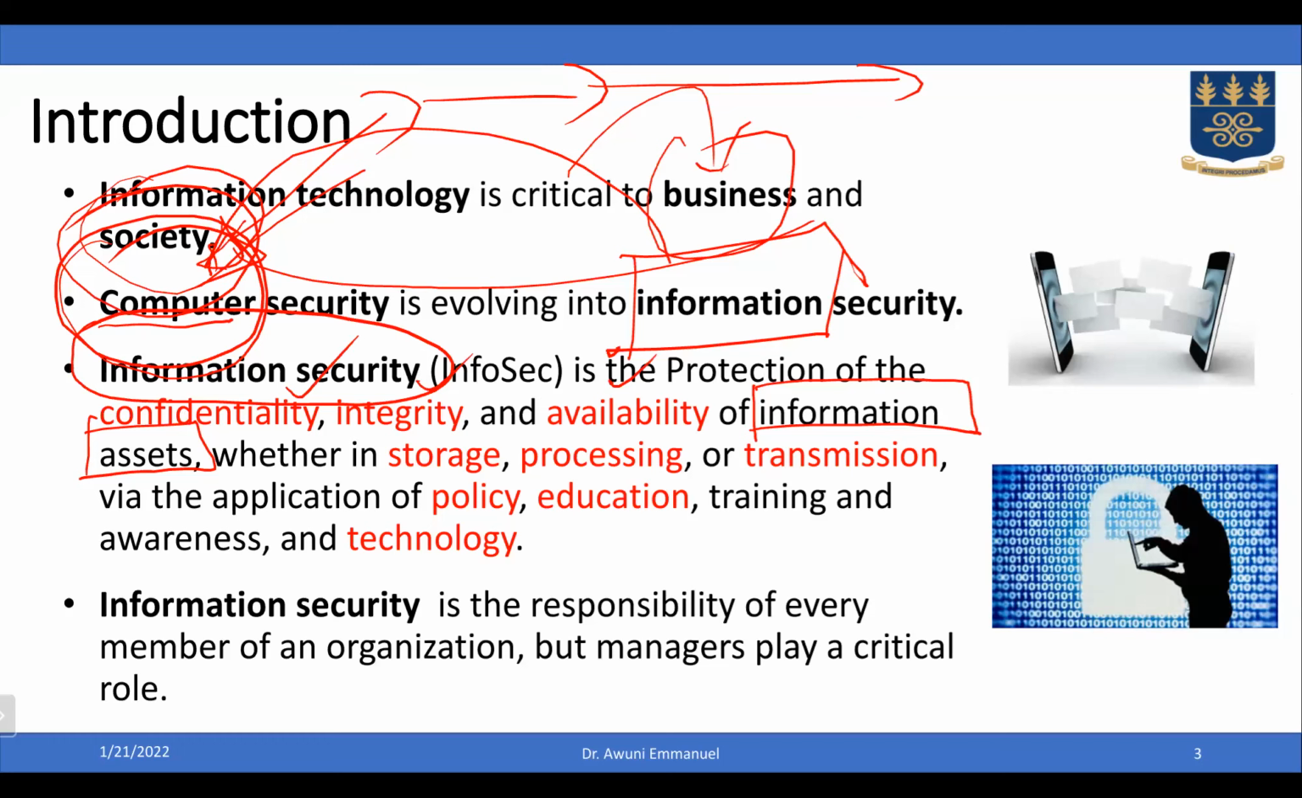The next dimension is whether the information asset is in storage, processing, or in transmission. That's the second dimension. And the third dimension is through the application of policy, education, training, awareness, and technology. So we shall take them one after the other, especially the confidentiality, integrity, and availability. Of course, when we get there, I'll open the floor, then we all have a discussion on them. Okay.